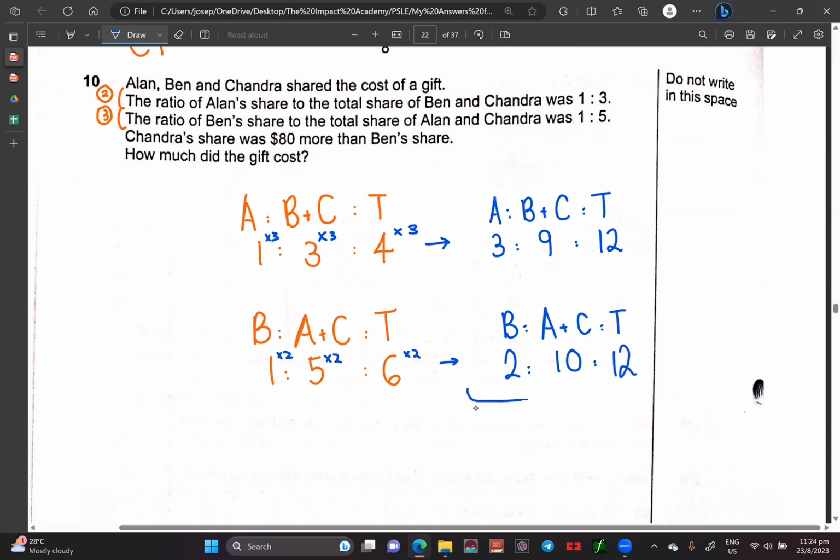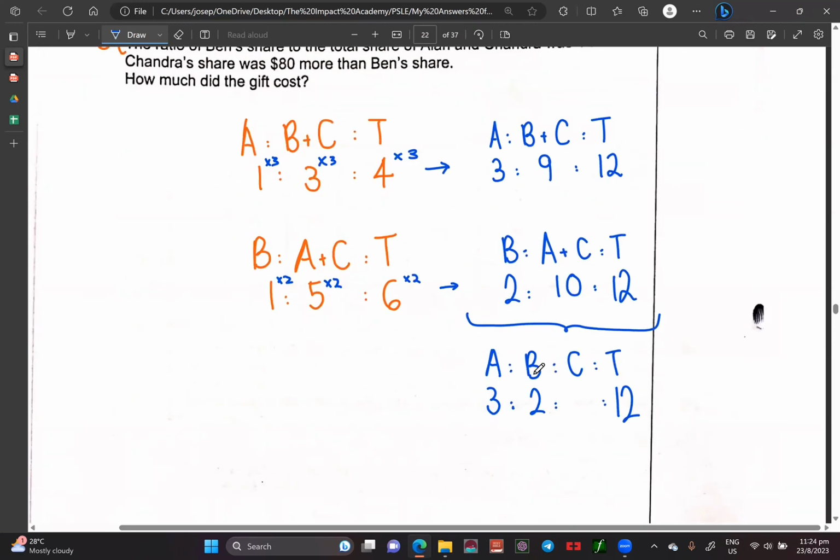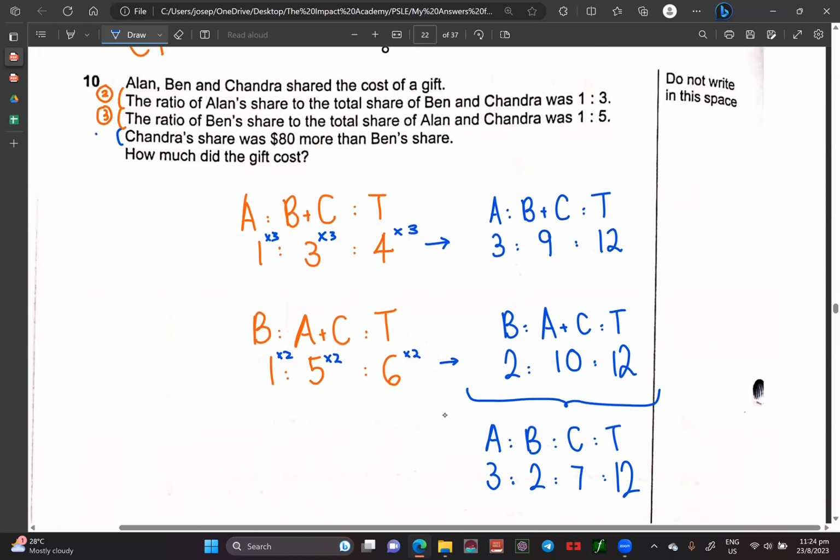Okay, so once this is done, you can see that the total cost of the gift is the same, so we are going to write out their individual ratio. For A itself it is 3. For B itself it's 2. For C, that will be not sure yet. But I know that my total is 12, right? So isn't it true that I can just simply do 12 minus away 3 and 2, and that gives me 7. Okay, so once this is done, you can read the next sentence.